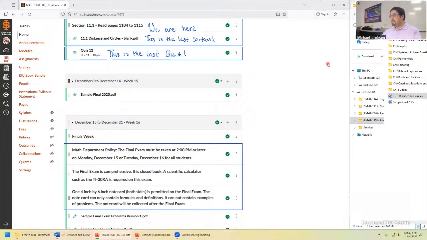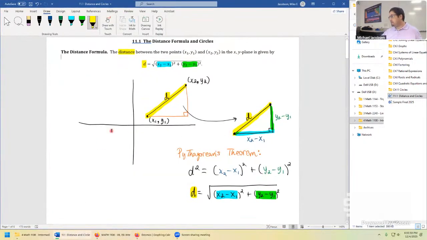Okay, well, we have just one last section to get through. Let's start working in 11.1, distance and circles. We did do one problem last class at the end of Tuesday before ending, but just as a review, as far as the distance formula goes, this is it.